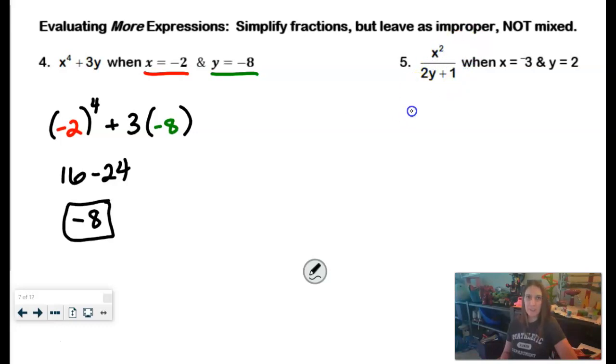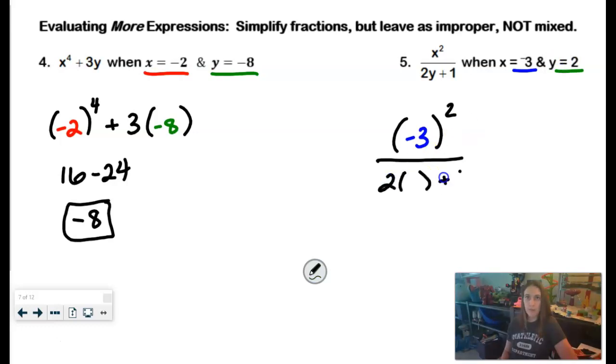Number 5, again, I'm going to use parentheses whenever I am putting something in place of a variable, especially here where they're trying to trick me. So x squared is really supposed to be a negative 3 squared with parentheses, notice. And then divide by, let's see, what's the other variable? y equals 2. So 2 times y plus 1, which would be 2 times 2 plus 1.